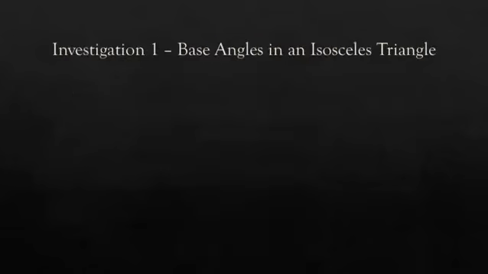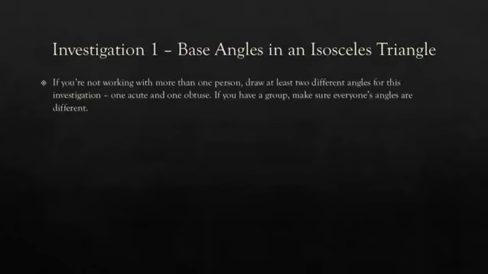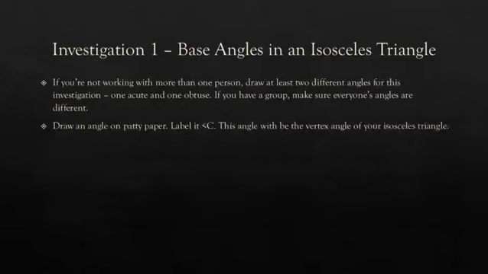Our first investigation will be with the base angles in an isosceles triangle. If you're not working with more than one person, draw at least two different angles for this investigation. Draw one of them acute and one obtuse. If you have a group to work with, then everybody can draw a different sized angle. Draw your angle on patty paper and label it C. This angle will be the vertex angle of your isosceles triangle. In our picture, that was the one at the top.